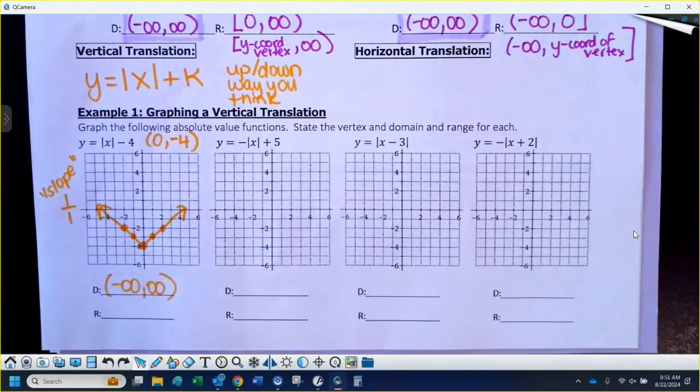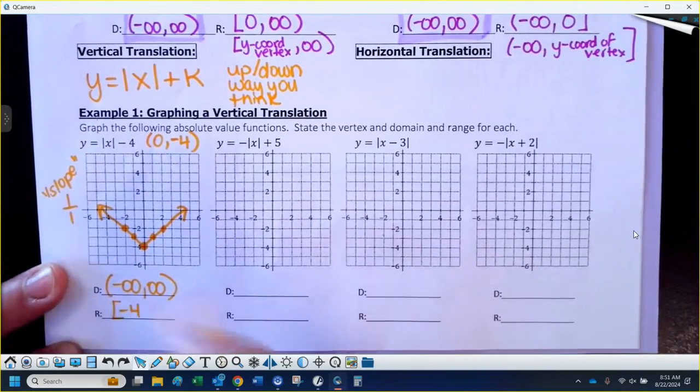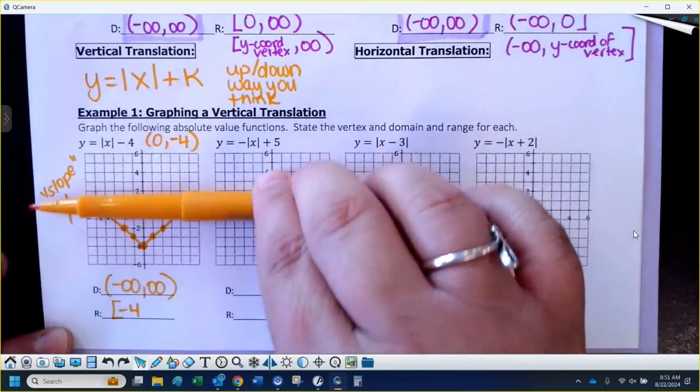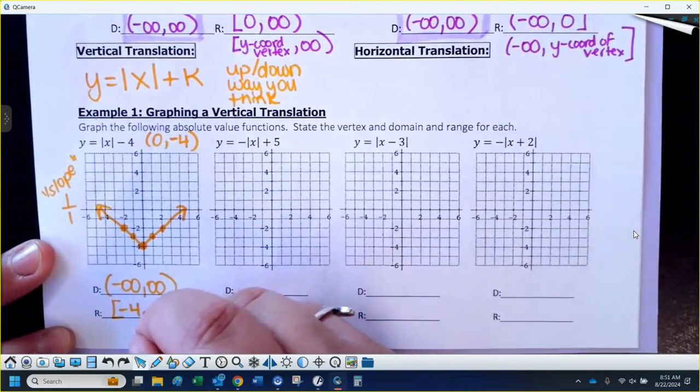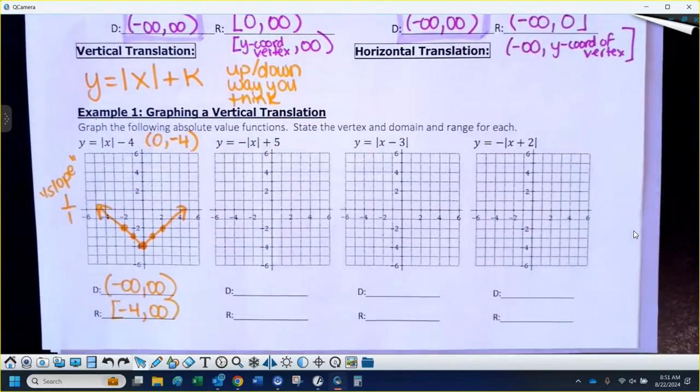All right, you actually touched the point, so we're going to use a bracket. So -4, and the rest of that V shape just goes up, up, up, up forever. So the biggest possible y value there is going to be infinity.